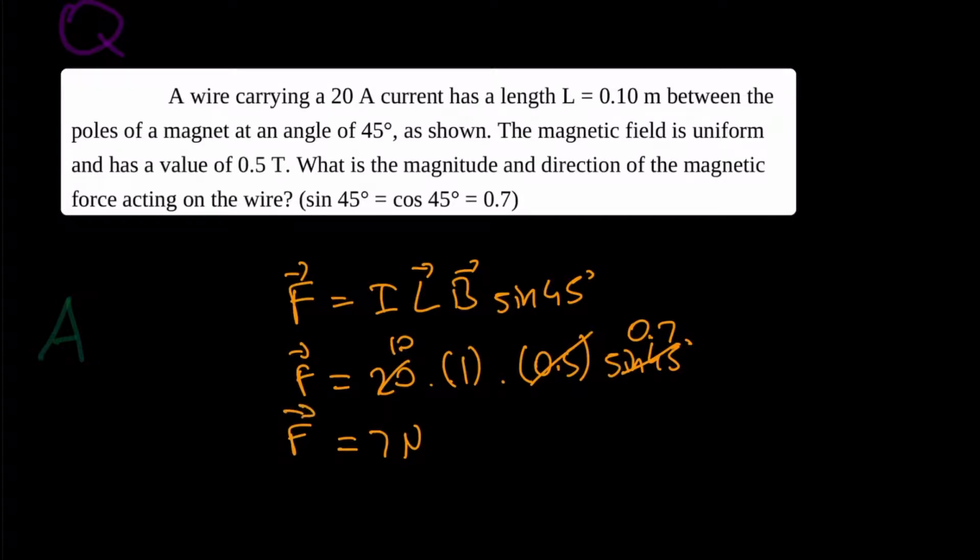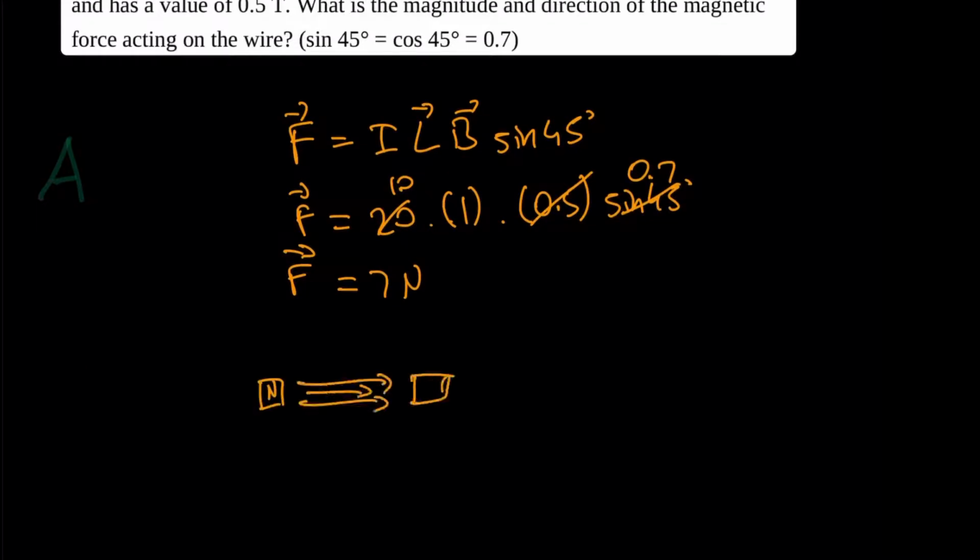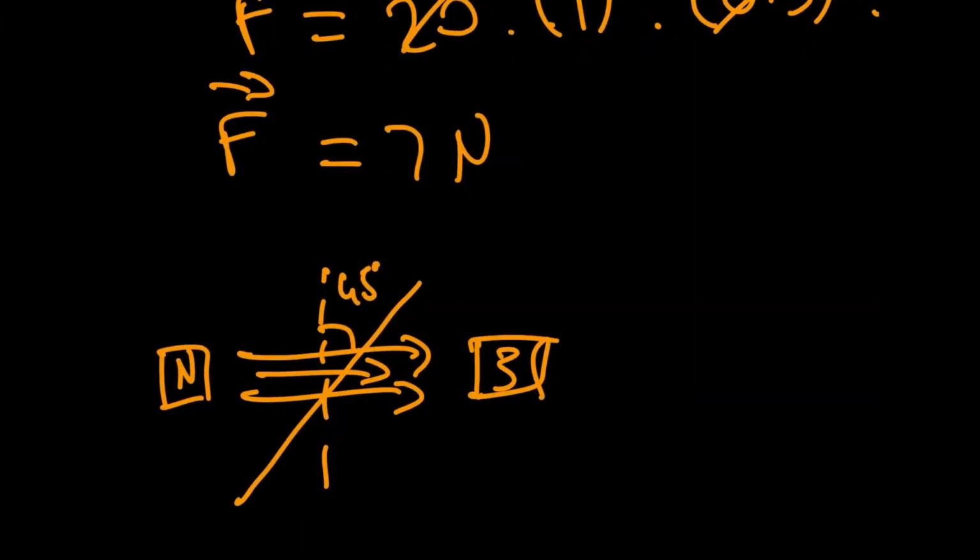Now let's try to roughly sketch this in order to find the direction of the force. So this is the direction of the current and this is the direction of the magnetic field. If you use the right hand rule, you will see that the force is going to be in the positive z direction, which is going to be coming out of the page. You can also denote it by a dot.